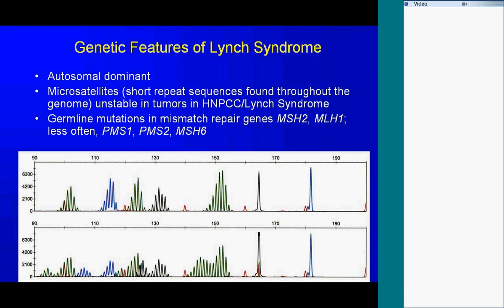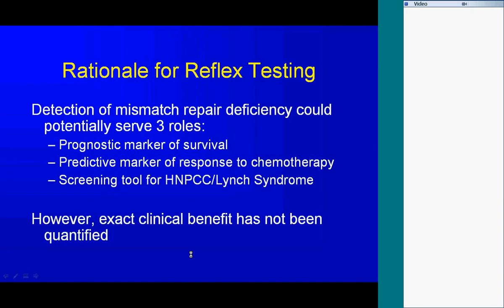This is an autosomal dominant disorder, and the basis for it is germline mutation in one of the mismatch repair genes, usually MSH2 or MLH1, less often one of the PMS genes. And these mutations lead to instability in microsatellites, which are short repeat sequences of DNA found throughout the genome. And while the microsatellite length varies from individual to individual, within an individual it's remarkably stable normally. But in the tumor, you can see that the microsatellite length becomes quite variable, and hence the designation microsatellite instability.